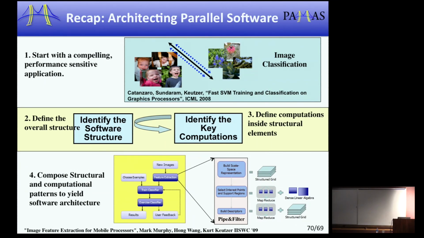Next thing you do is identify software structure. So just go up to the whiteboard, try to apply those patterns that I showed. Identify the key computations, and then go and read either the pattern description or Jim's slides or the books about these computations. Then you compose computational and structural patterns to yield a software architecture and implement it.